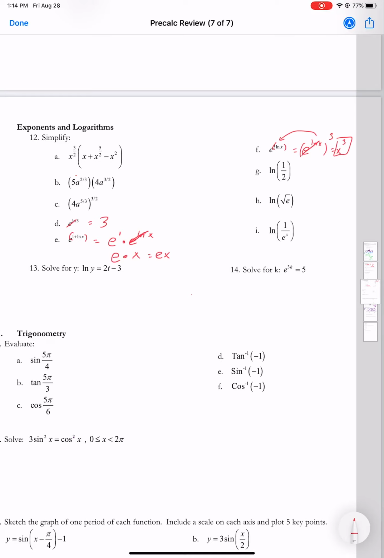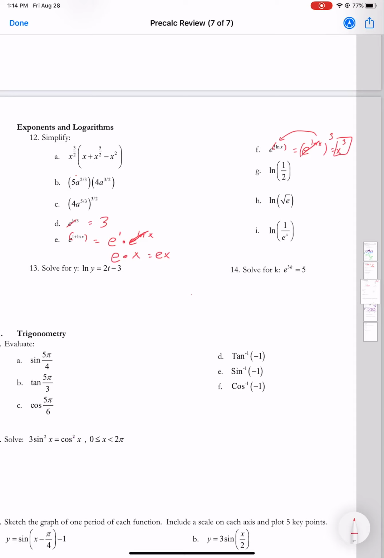And then G, H, and I all involve natural logs. So we'll just use a few properties of logarithms here, which are actually the same properties of exponents, just written a little bit differently. So the natural log of 1/2.